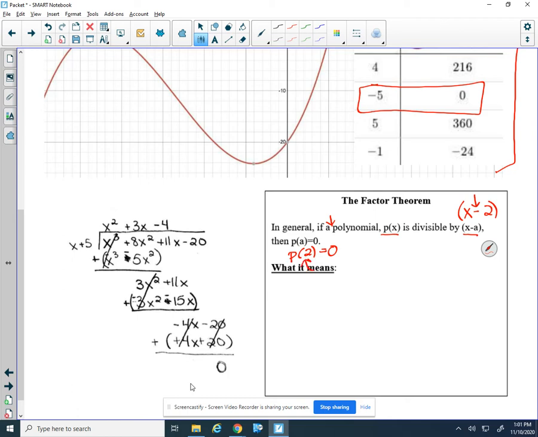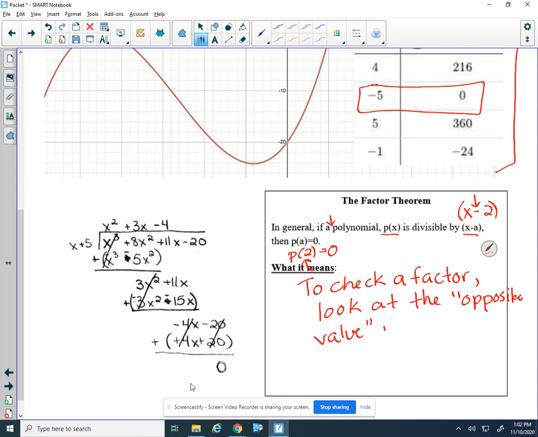Basically, if we want to put it in your own words, you might want to pause the video and try to put it in your words. That's a really good way to remember it, but I will just write it now. To check a factor, look at the opposite value in the table to see if the y is 0.